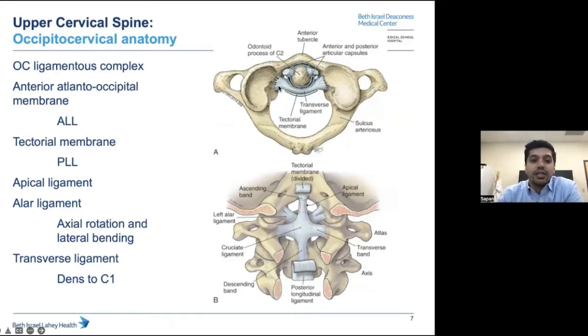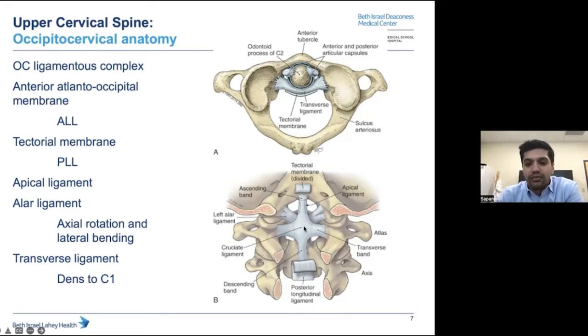And you can see the transverse ligament, which is a really stout ligament that goes from one side of the lateral mass of C1 to the other side. It holds the dens against the anterior arch of C1, kind of like a sling. So it holds that dens there and allows it to articulate within that without becoming unstable.